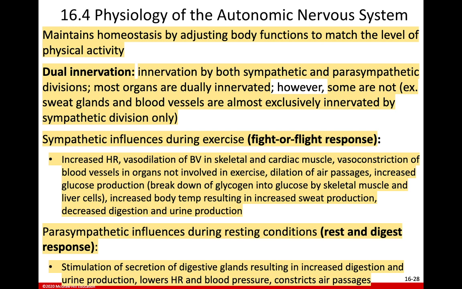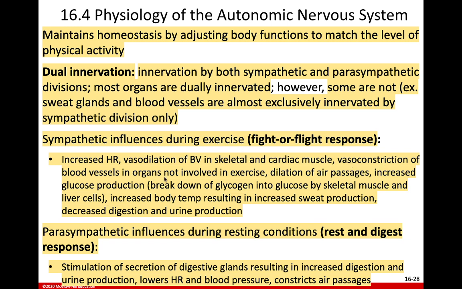Again, think about exercise, think about stress, think about fight or flight. What happens? Well, your heart rate increases. Your blood vessels in your skeletal and cardiac muscles are going to dilate, vasodilation. So smooth muscle will be stimulated in your blood vessels, allowing those blood vessels to dilate so that you can get increased blood flow to that muscle, so that muscle can produce the energy that it needs to deal with the increased stress or the increased physical activity.